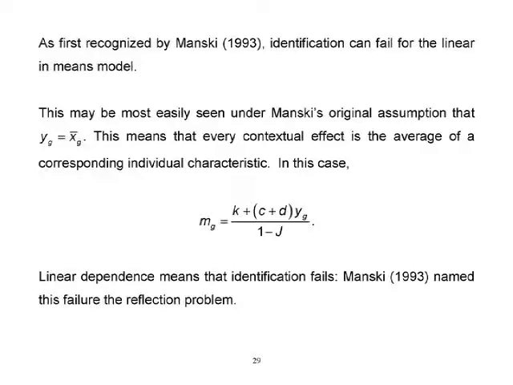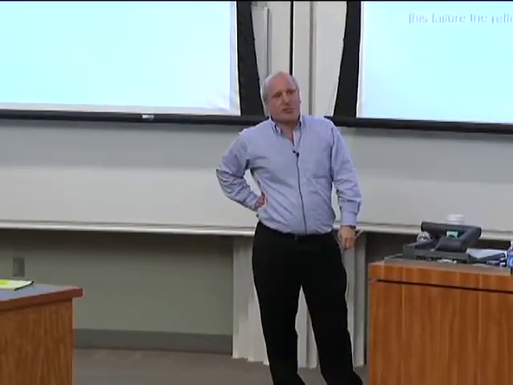In other words, the way he constructed his contextual effects was to say that every contextual effect is the average of an individual level variable. So in other words, there's a one-to-one mapping between them. For that special case, it must be that m g, the expected average, is some linear combination of the y's. And so by inspection, identification has to fail.